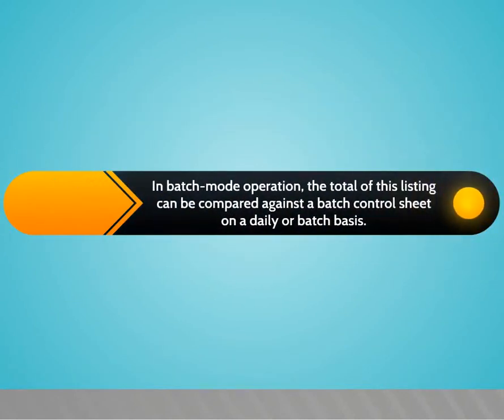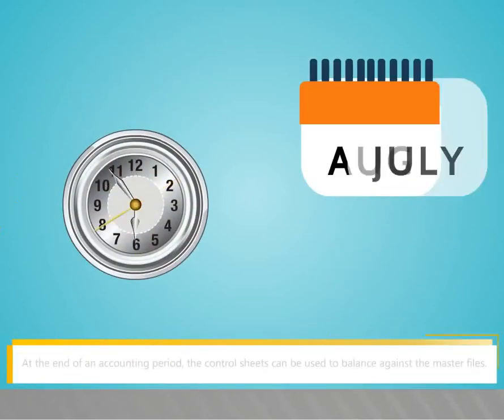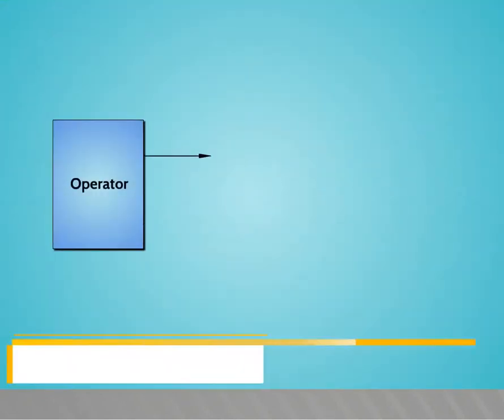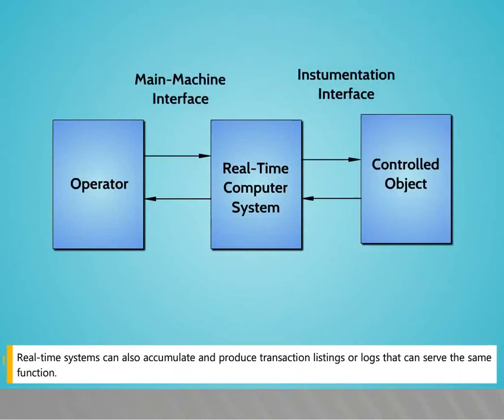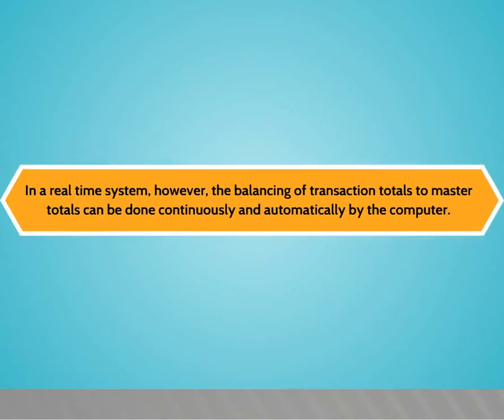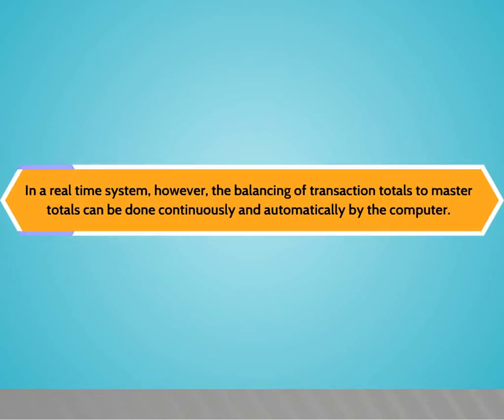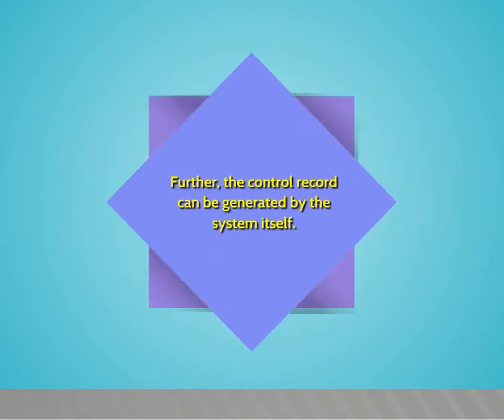In batch mode operation, the total of this listing can be compared against a batch control sheet on a daily or batch basis. At the end of an accounting period, the control sheets can be used to balance against the master files. Real-time systems can also accumulate and produce transaction listings or logs that can serve the same function. In a real-time system, however, the balancing of transaction totals to master totals can be done continuously and automatically by the computer. Further, the control record can be generated by the system itself.